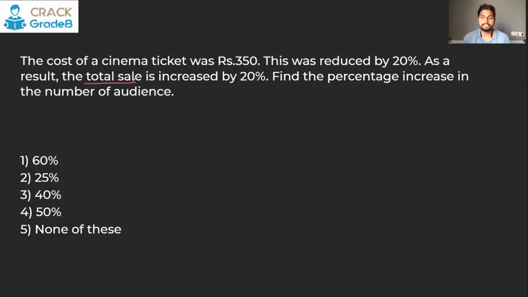Total sales means what? Total sales is like total revenue earned out of selling tickets. So, price of tickets into number of tickets, or number of audience, should be equal to total sales. This is how the equation will be: price of one ticket into number of tickets should be equal to total revenue or total sales.